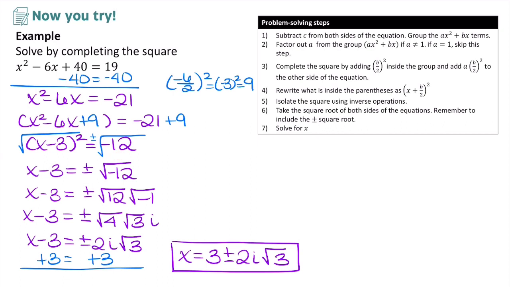Then we take the square root of both sides, and then we work on making that square root better. So we get x minus 3 equals plus or minus 2i times the square root of 3. Then we go ahead and add 3 to both sides, which gives us x equals 3 plus or minus 2i times the square root of 3.